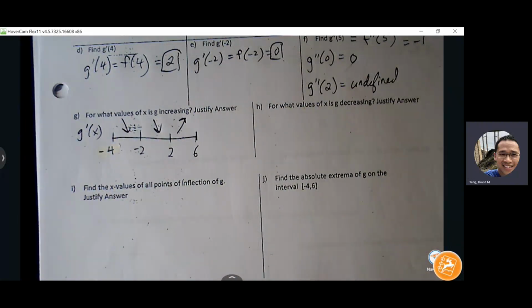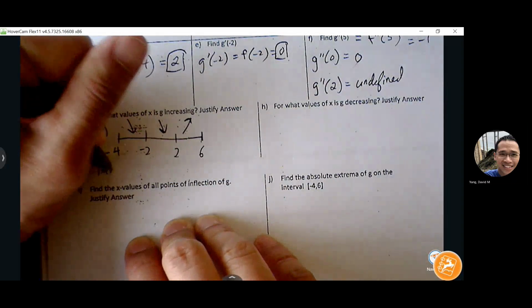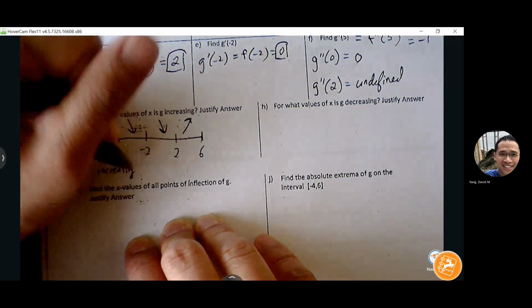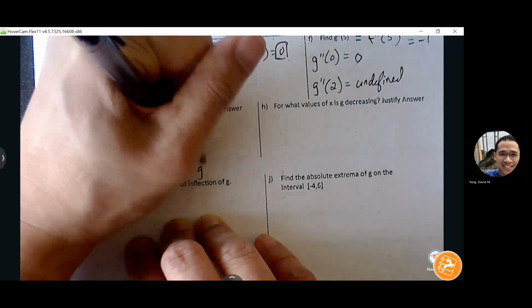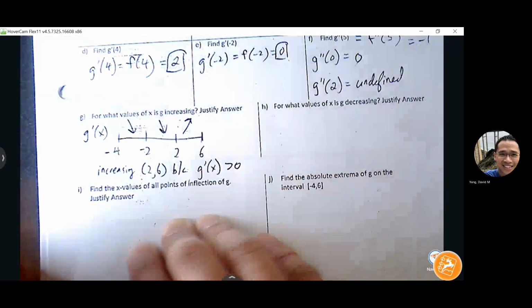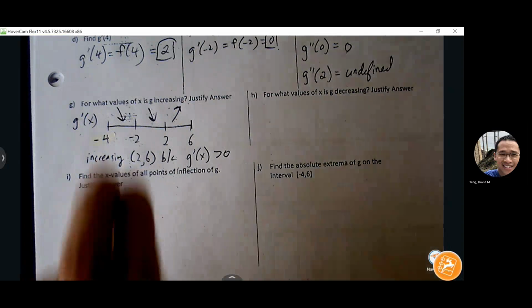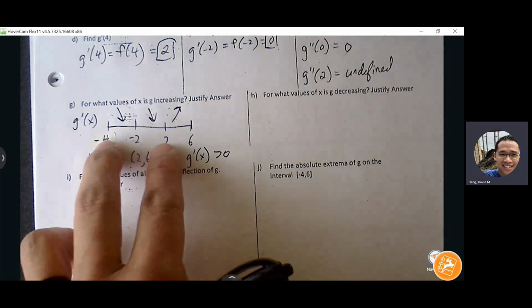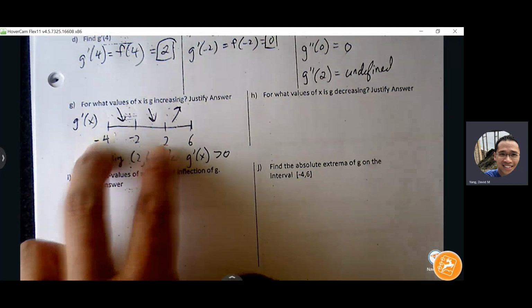Where's our g graph increasing? From 2 to 6. Okay, where's g decreasing? Good. Always separate. Okay, always separate to be on the safe side.